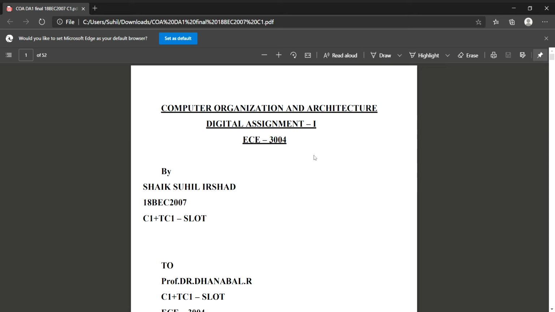My name is Sheikh Suhail Irshad, and my registration number is 18BC2007. I'm doing Computer Organization and Architecture under Dr. Danbal sir. Now I'm going to give a detailed explanation on how I did my project.